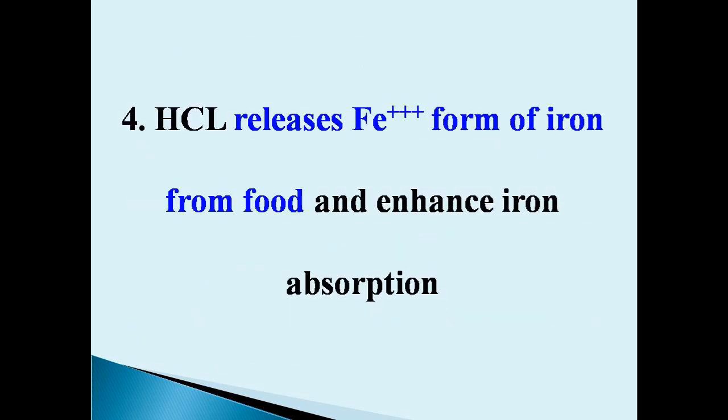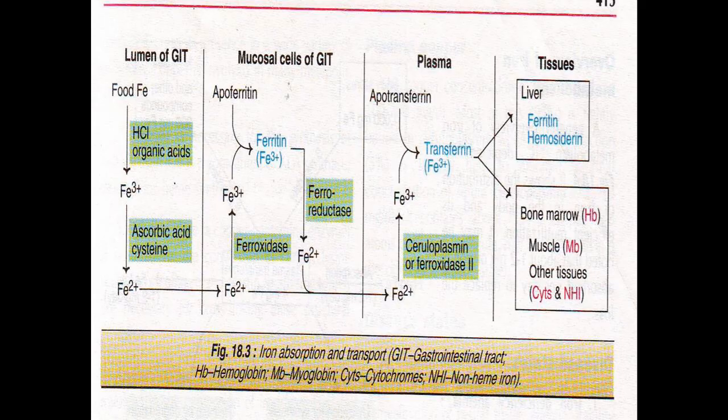Fourth function: hydrochloric acid releases the ferric form of iron from food and enhances iron absorption. Here is the gastric lumen and here is the food iron, remaining in ferric form. This ferric form of iron is released by the gastric hydrochloric acid. Then this ferric iron is reduced to the ferrous form with the help of ascorbic acid or vitamin C and cysteine. Then this ferrous form of iron undergoes further absorption.